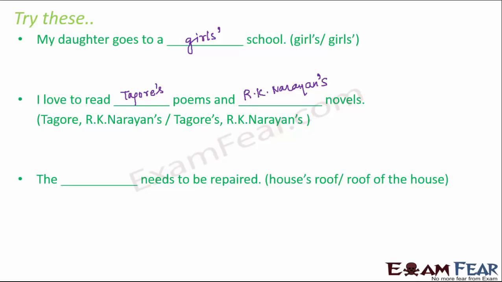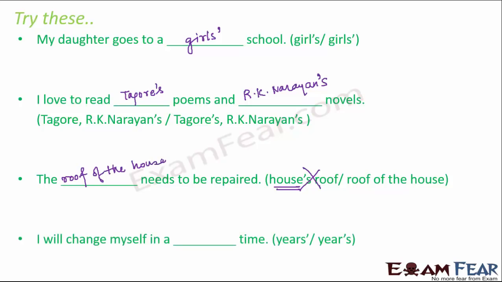The dash needs to be repaired. The house's roof or the roof of the house. Here you cannot use possessive case because possession is shown to a non-living thing, which is house. And we cannot use possessive case in this way. So therefore, we have to use of. So we say the roof of the house needs to be repaired. And the last one, I will change myself in a dash time, in a year's time. So we are talking about one year. So it has to be year apostrophe s because we are talking about a year's time, right?